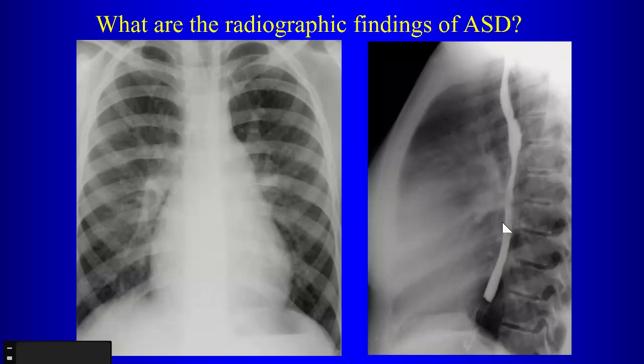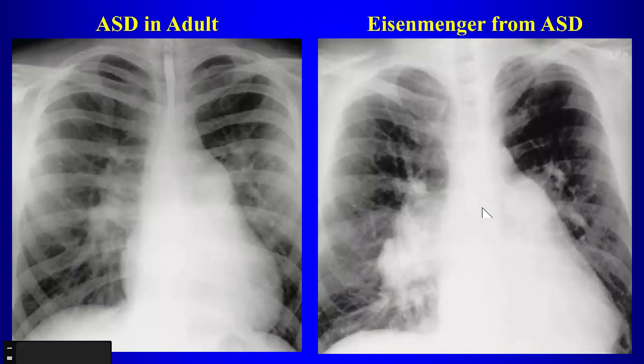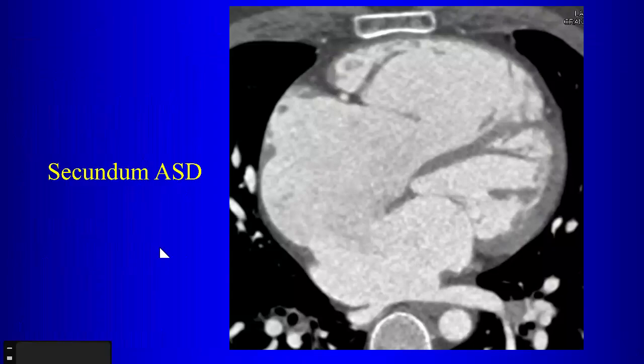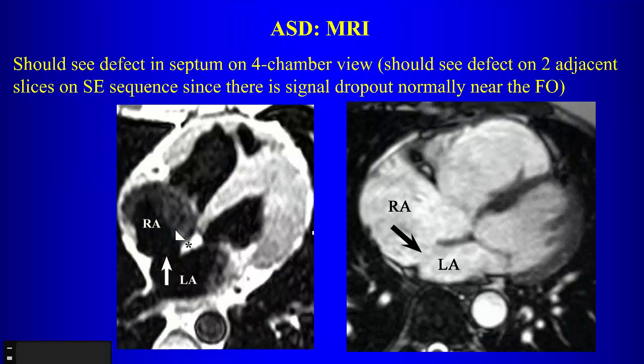If you know you're dealing with a left to right shunt, but the left atrium is not enlarged, and you have right heart enlargement, right atrium, right ventricle, then we think atrial septal defect. Still might go to Eisenmenger's as a complication in some patients, so that is still possible, okay? And with overcirculation, you need a 2-to-1 shunt before you actually see the changes on the chest radiograph. We've talked about the chambers that are enlarged with atrial septal defects. The secundum, most common, right atrium, right ventricle, right heart enlargement.